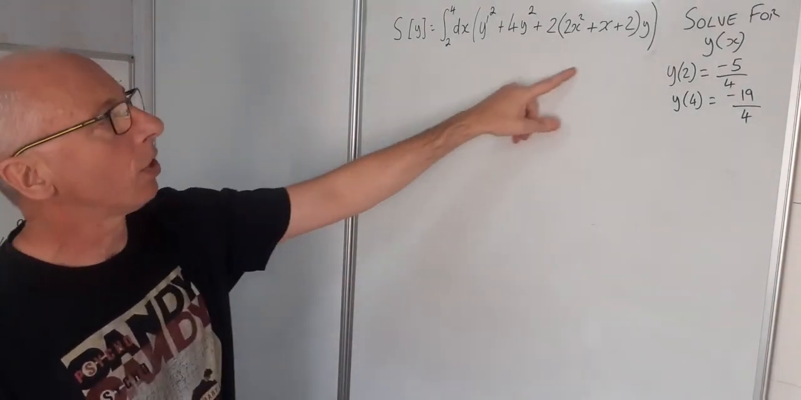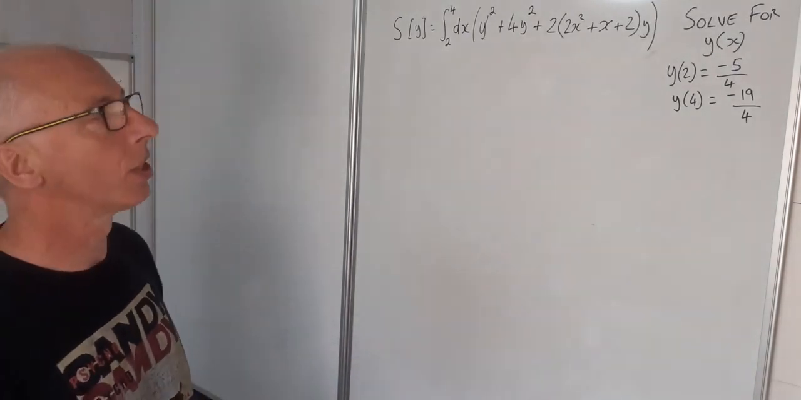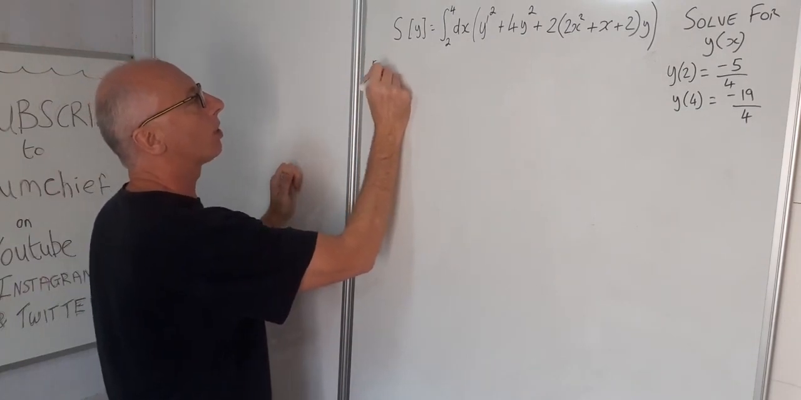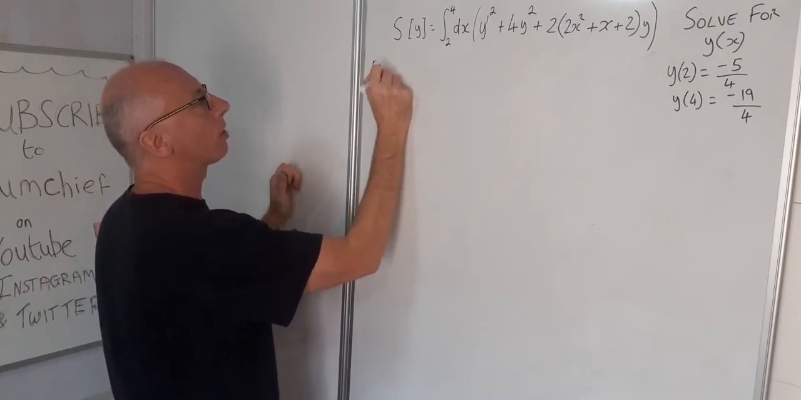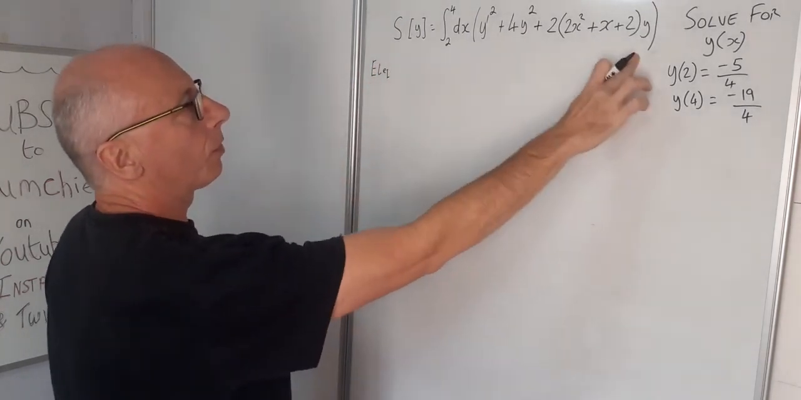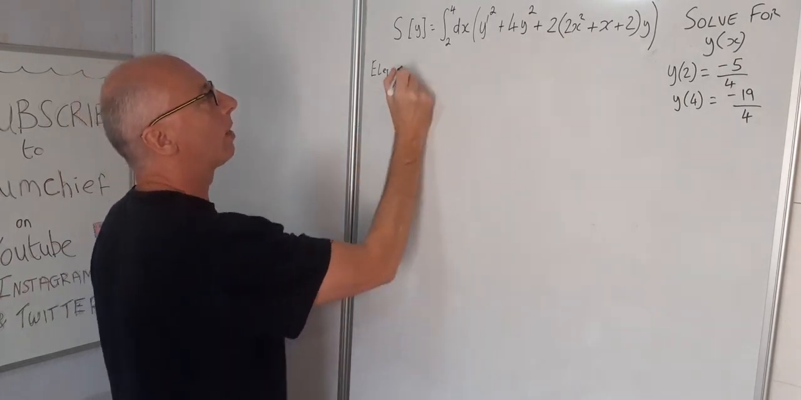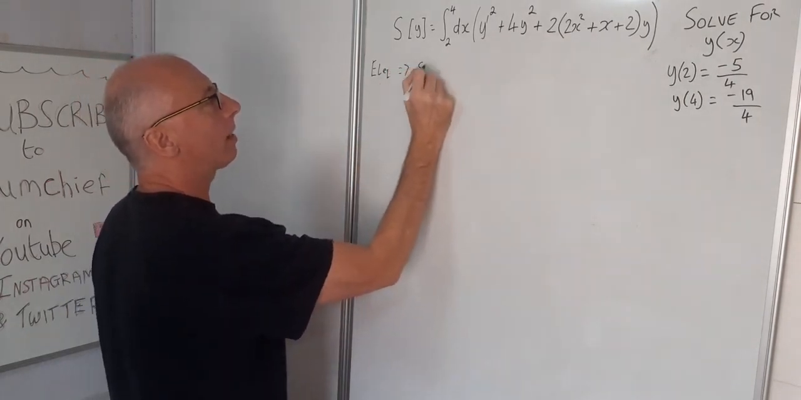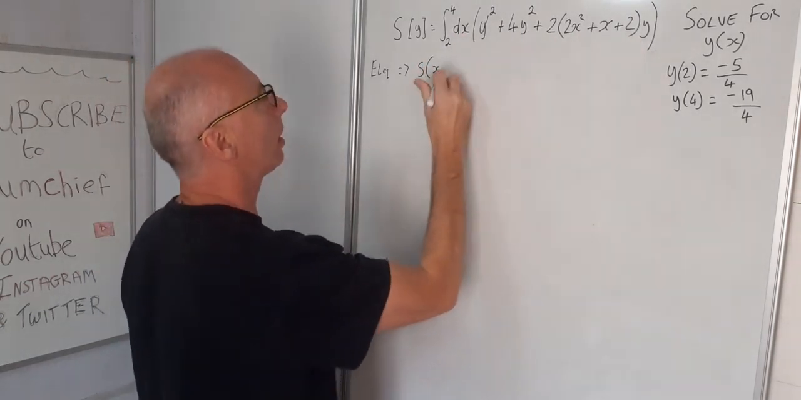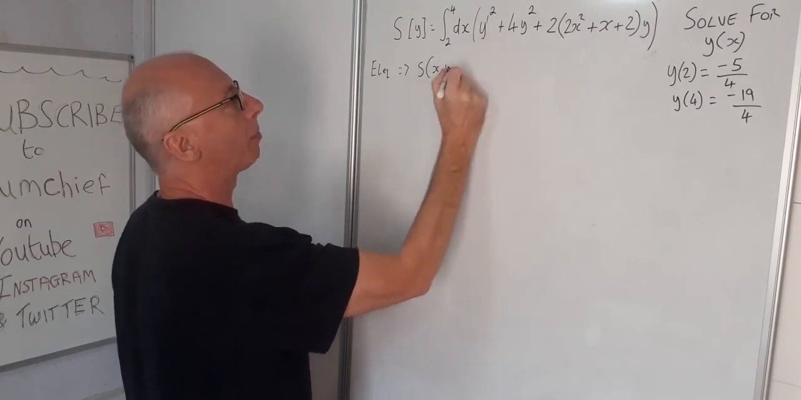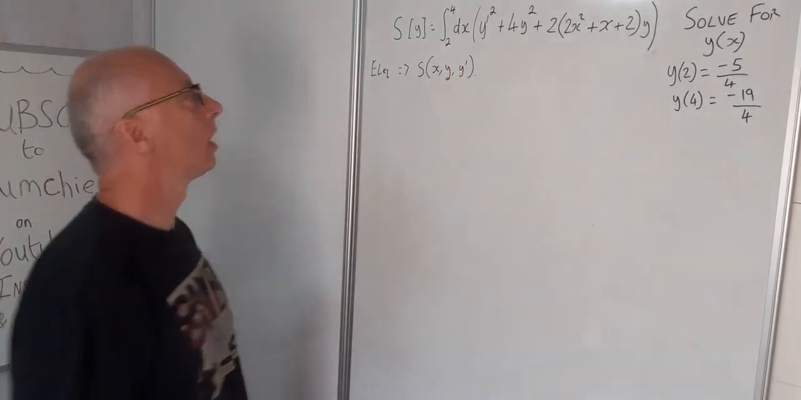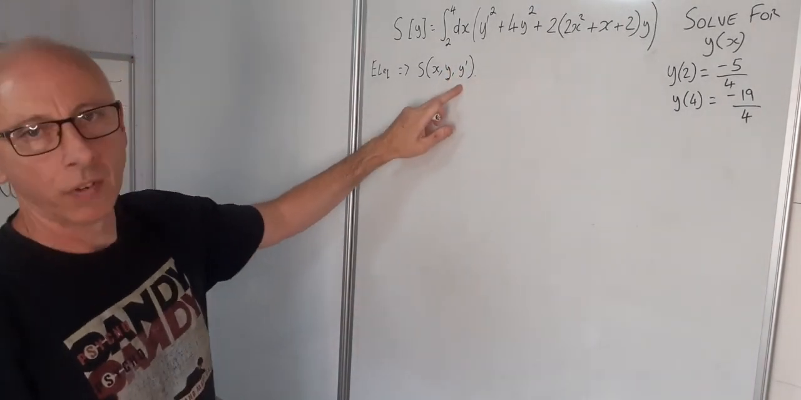Now when we've got an integral in this form, the Euler Lagrange equation is going to be the way forward. So the Euler Lagrange equation, I'll just put it like that. For a function in this format, we've got x, we've got y, and we've got y prime. That's the format of our functional.